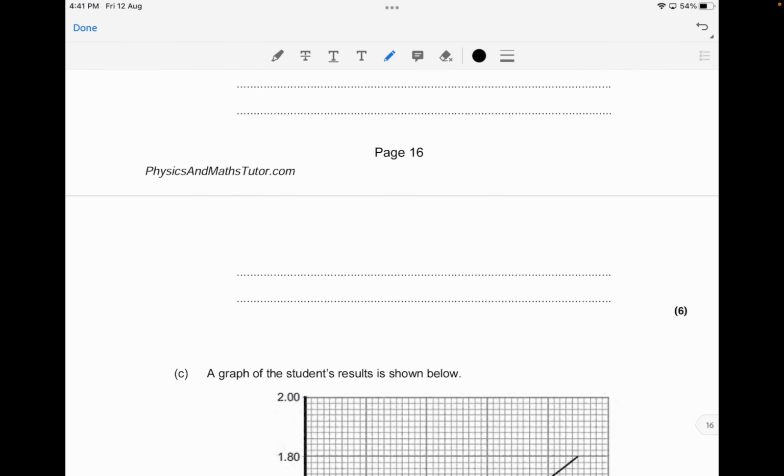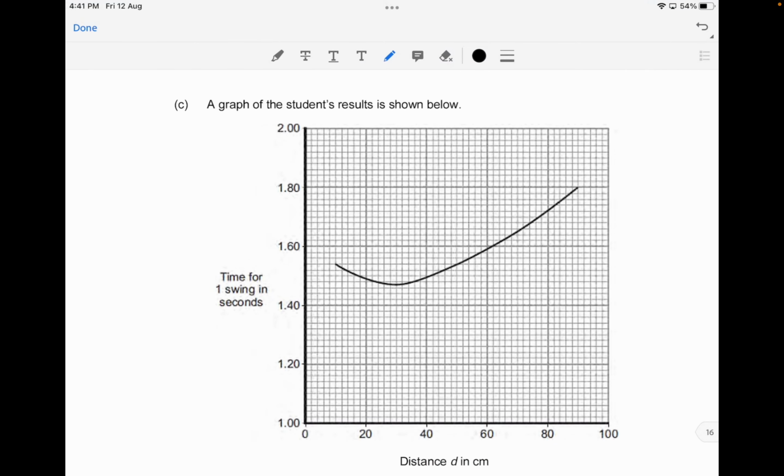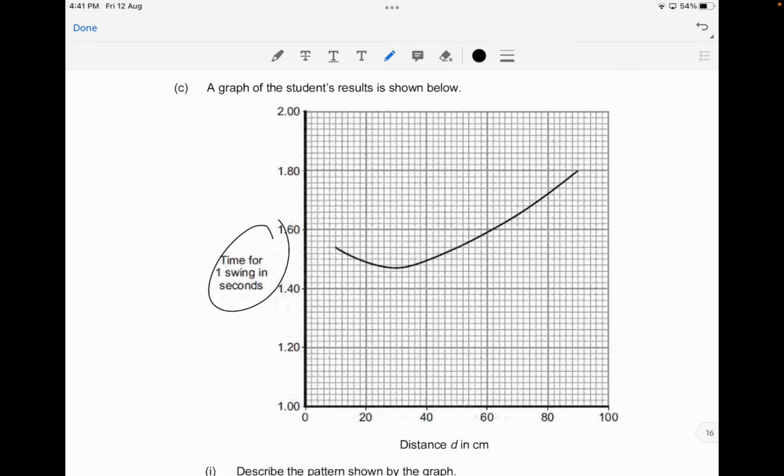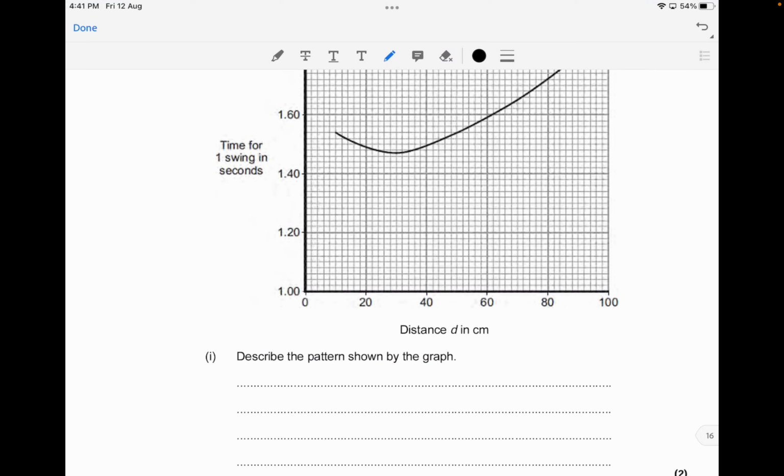Now, the next question is a graph question. The graph of the student's results is shown below. You can see there's the time for one swing in seconds, and also a distance, and some kind of funny upward graph. So you have to describe the pattern shown by the graph. As you can see, as the distance increases, the time of the swings also increases. So basically you can mention that there's a reduction as well.